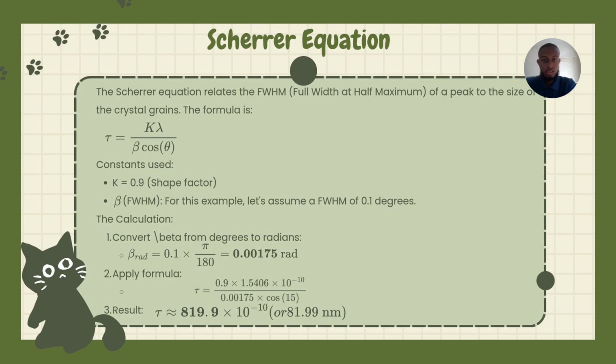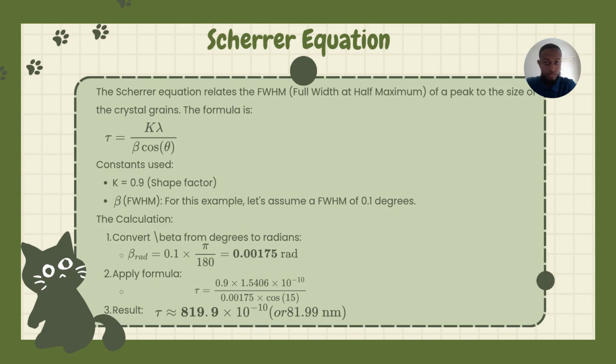Second, we will use the Scherrer equation, which relates the full width at half maximum of peaks to the size of the crystal grain. The formula is as follows: τ, the size of the crystal grain, equals K, the shape factor, multiplied by λ, the wavelength, over β, the full width at half maximum, multiplied by cosθ. K is a constant, and we will use 0.9. For β, for a high resolution result like ours, we can assume it equals 0.1 or 0.2. In this case, it is 0.1 degree.